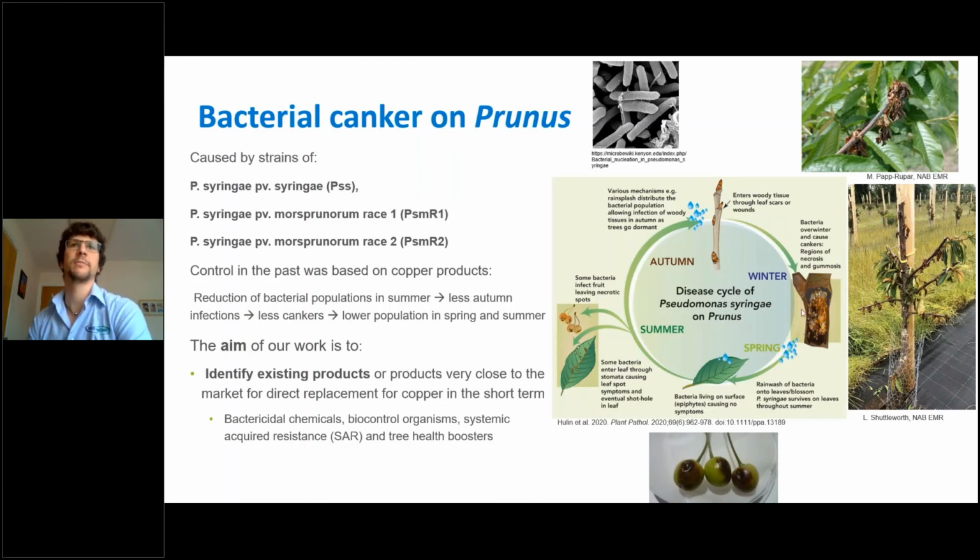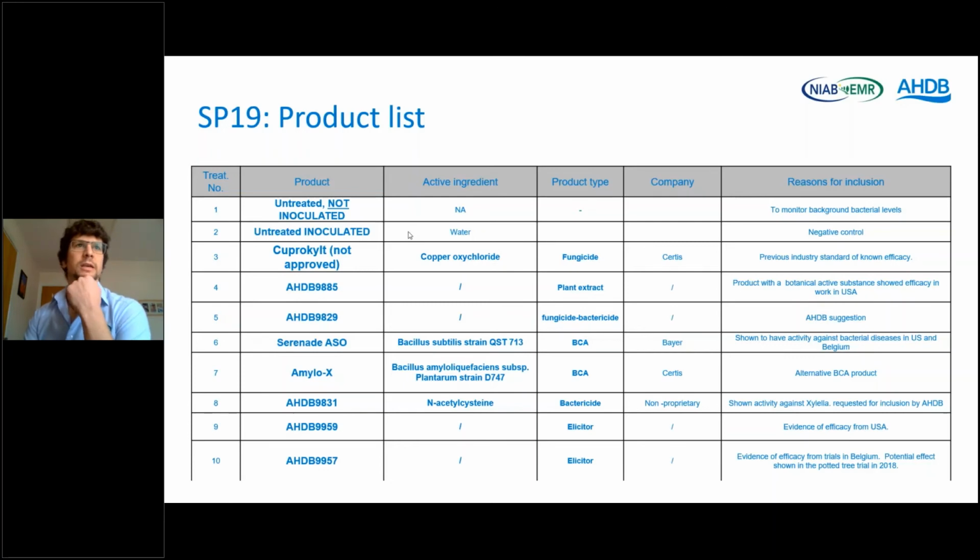So far, this was done mainly by copper-based products. And now this project is looking into some very short-term, direct replacements for copper. We're looking at bactericidal chemicals, biocontrols, and then some immunity boosters and tree health boosters as well. So these are the products that we're testing. We have two controls, inoculated and non-inoculated, and then we had one of the products that was previously used, just as a comparison of how well these products are working against the previous one.